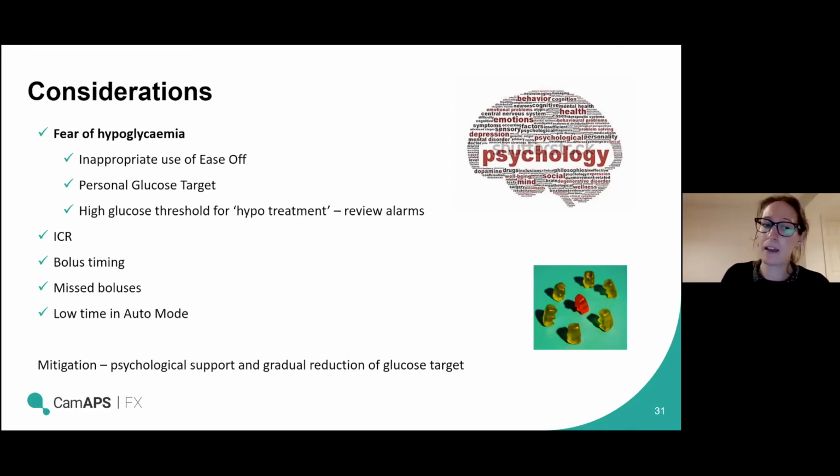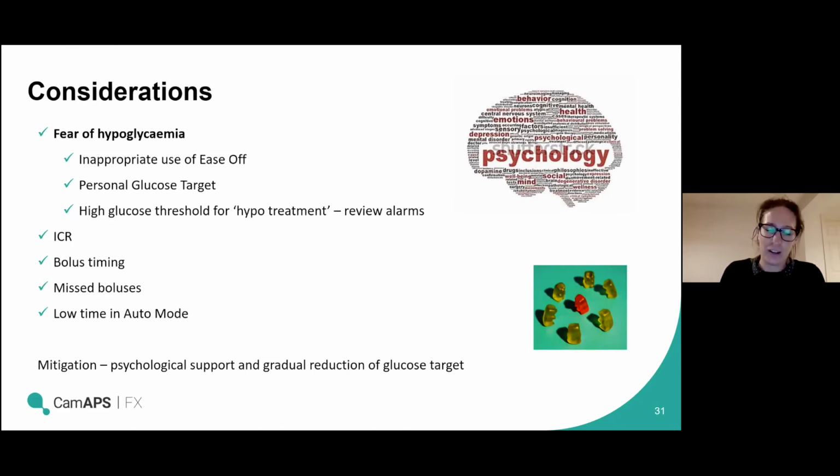It may also be a low time in auto mode. If somebody leaves the phone at home or elsewhere, the pump will revert back into standard. It may be that the pump basal rates have not been updated recently, or in an adolescent, someone's grown and the rates have not been adjusted in keeping with that. So it's worth checking that somebody's in auto mode the whole time when you see that pattern.